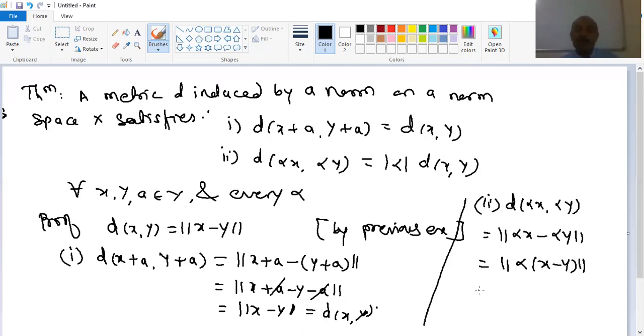Sorry, property 4, the fourth property of the norm. What is that? Mod alpha times the norm of x minus y. And that is mod alpha into the norm of x minus y, and the norm of x minus y is nothing but d of x y. That is d of x y. And this proves the result here also.